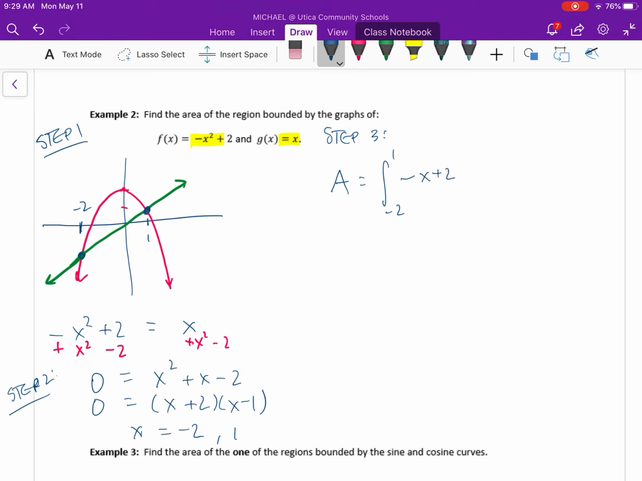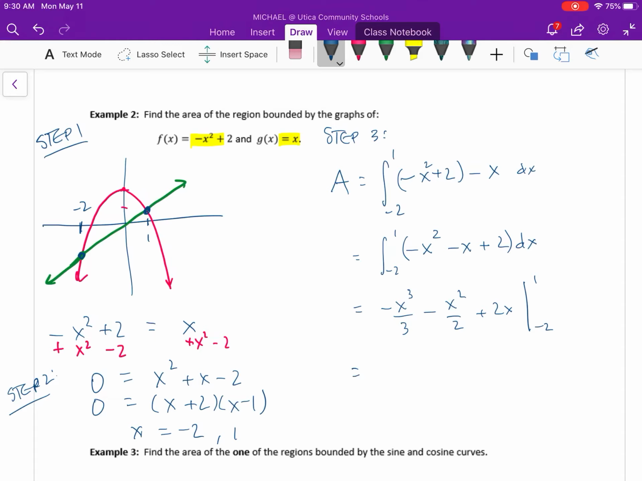The top function is this quadratic, so negative x squared plus 2, minus the bottom function, which is just x. All right, I'm going to simplify. I screwed that up. This should be negative x squared plus 2. Okay, so I'm going to simplify this up a little bit. I'm going to say negative x squared minus x plus 2. I'm going to take the antiderivative now. Negative x to the third over 3 minus x squared over 2 plus 2x evaluated from negative 2 to 1.